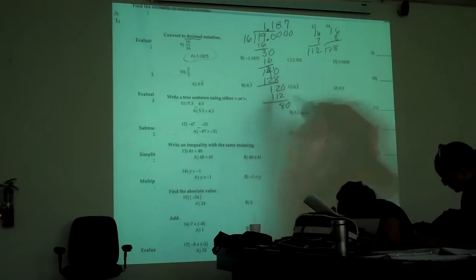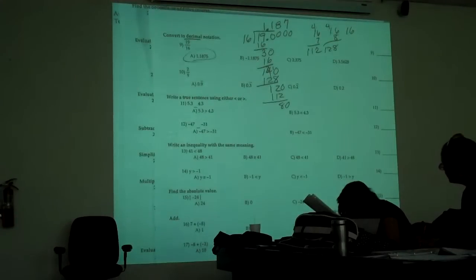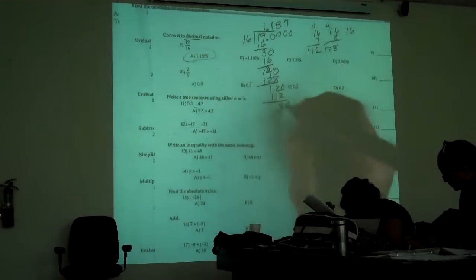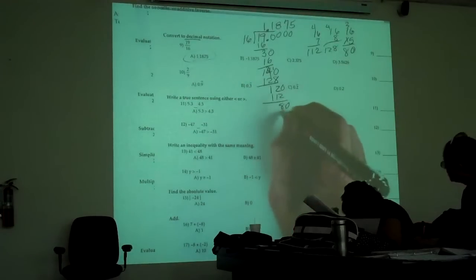Are we supposed to go out 3 spaces, or how many spaces when it's converted? Till it repeats or till it stops. Okay, 16 into 80. 5 times 16 is 80, so it's perfect. It stopped right there.